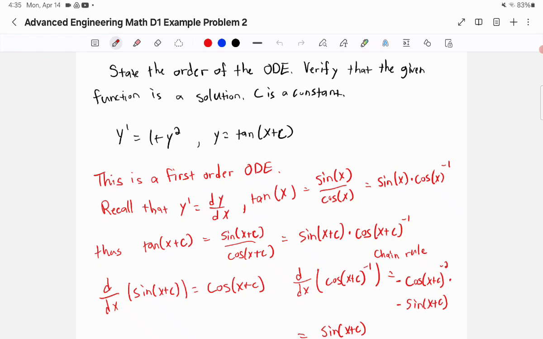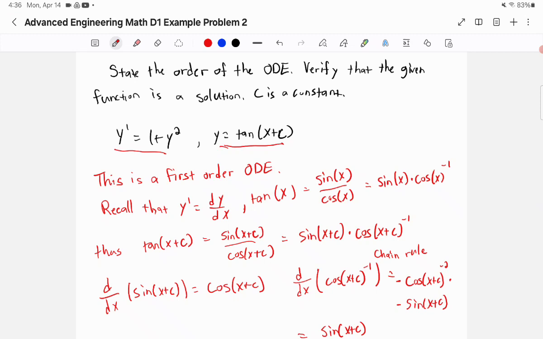And the question is to state the order of the ordinary differential equation and verify that the given function is a solution to it, where c is a constant. So we have a differential equation, y prime is equal to 1 plus y squared, and the solution given, which is a family of solutions, is y is equal to tangent of x plus c, where c is some constant.